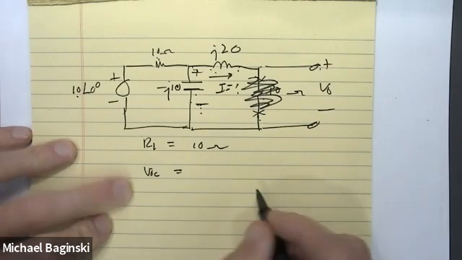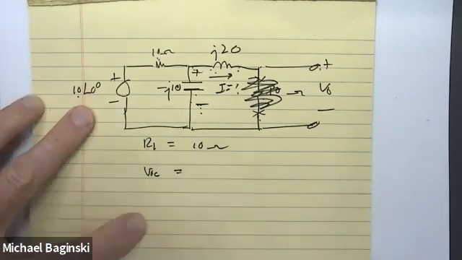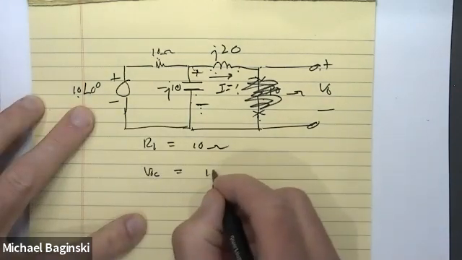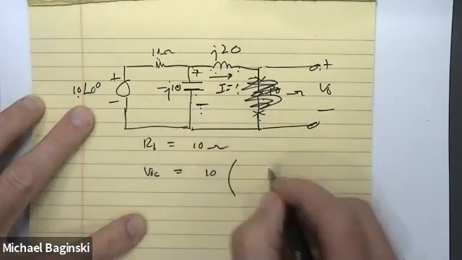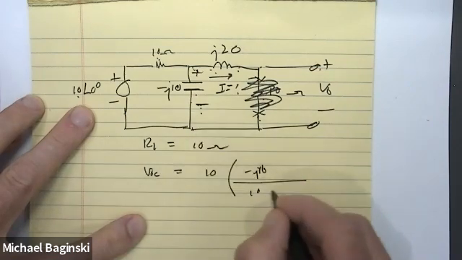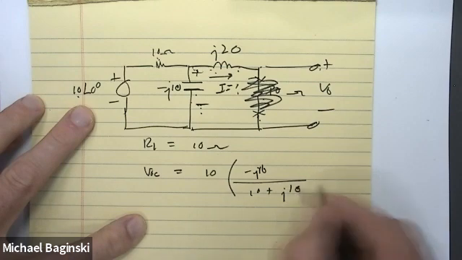All right, so for voltage division, I take the source voltage, which I put at 0 degrees, but if it had an angle, you'd have to include it. It's just 10, right? Then I'd multiply by minus J10, right? And I'd divide by 10 plus J10. Do you all agree with me?